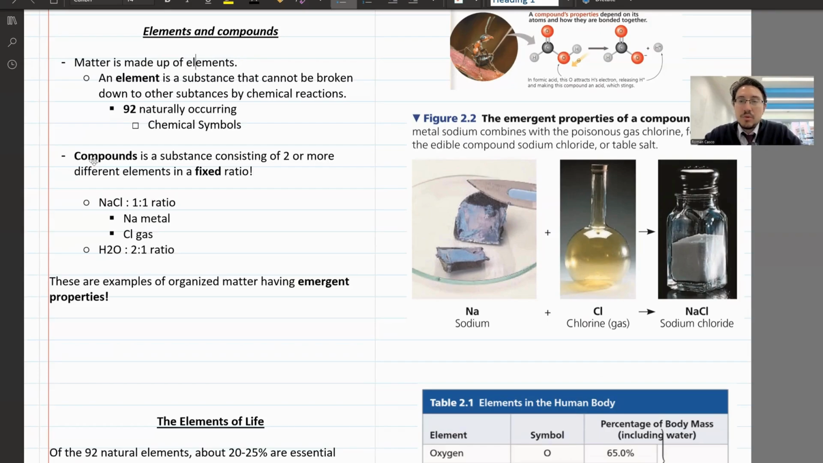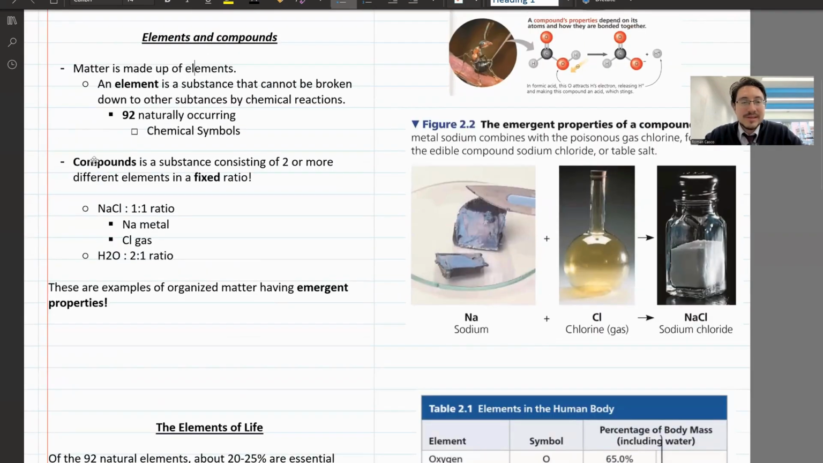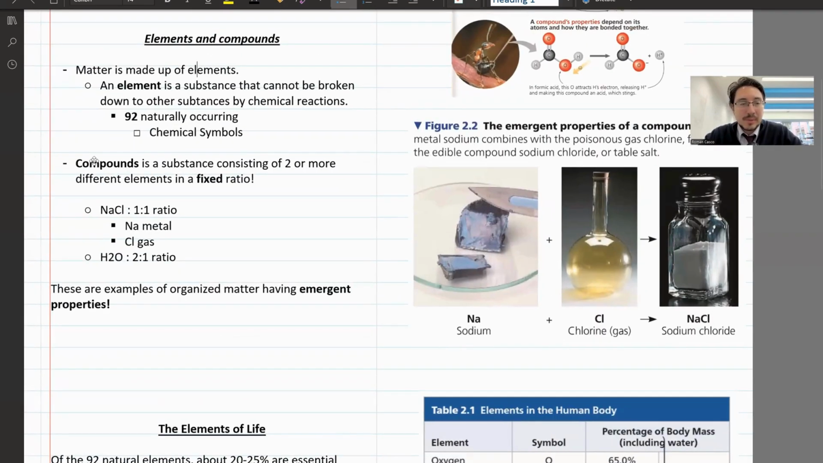A fixed ratio. And a very famous example is sodium chloride, table salt. You have an element called sodium and an element called chlorine, and they react together in a 1-to-1 ratio. For every one sodium, you have one chloride atom. So that's what I'm referring to as a ratio, 1-to-1.